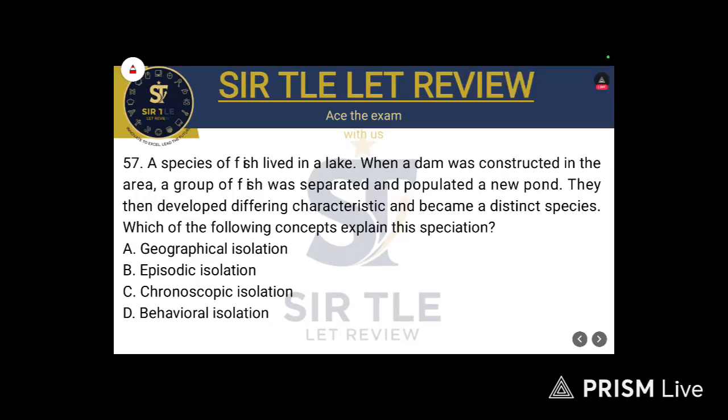Okay, let's continue. 57. A species of fish live in a lake. When a dam was constructed in the area, a group of fish was separated and populated a new pond. They then developed differing characteristics and became a distinct species. Which of the following concepts explain this speciation? A. Geographical isolation. B. Episodic isolation. C. Chronoscopic isolation. Or letter D. Behavioral isolation. Shout out sa ating mga science major. That's the answer for number 57.